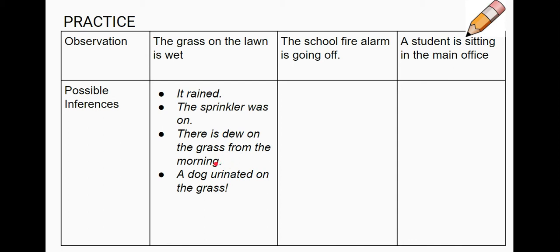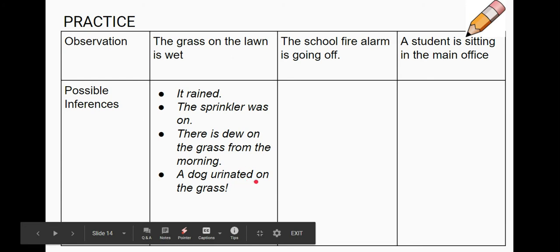One final kind of funny reason that the grass could be wet is because maybe the dog urinated or peed on the grass. That's also possible, right? It doesn't just have to be a dog. It could be a cat. It could be a raccoon. It could be anything that is in your area.